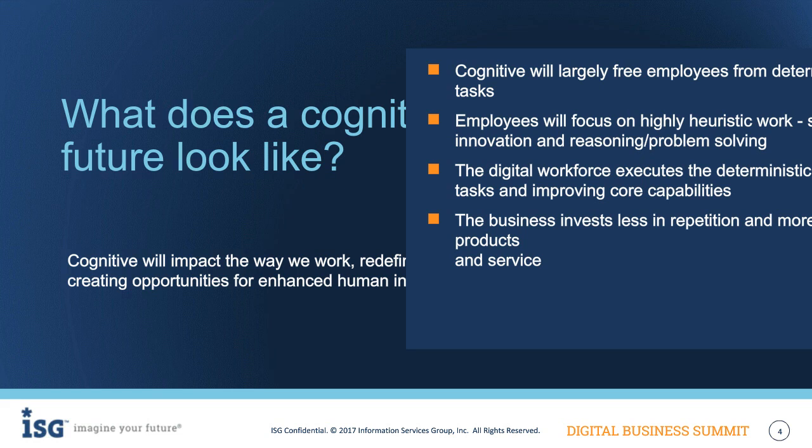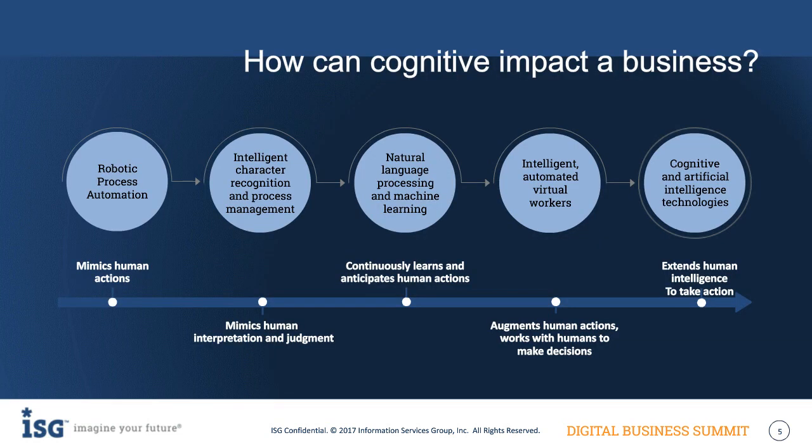So how can cognitive impact the business? Let's go on to the next slide then and talk about that for just a minute. Because now that we've covered what it is and where the impact will be, let's talk about some of the different technologies that are out there. And again, we always start with RPA because it's kind of a baseline against which to measure some of the cognitive. But here's slide number 5, that presents a view of some different technologies that are out there.